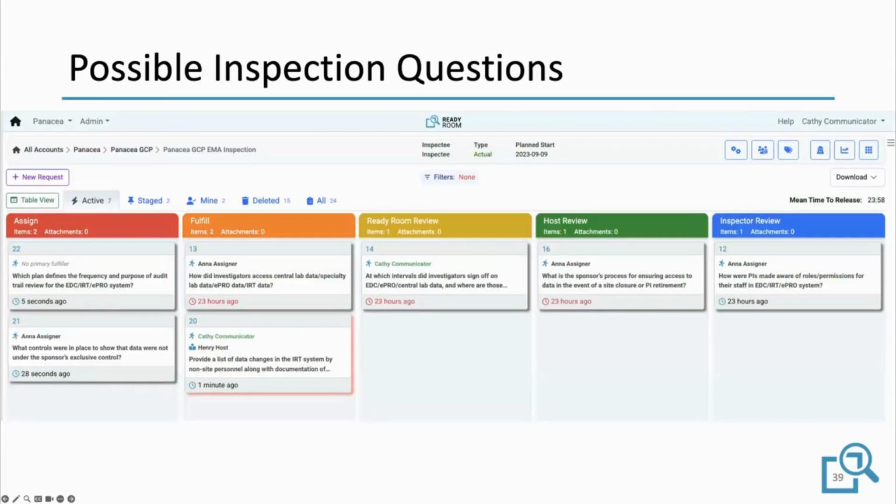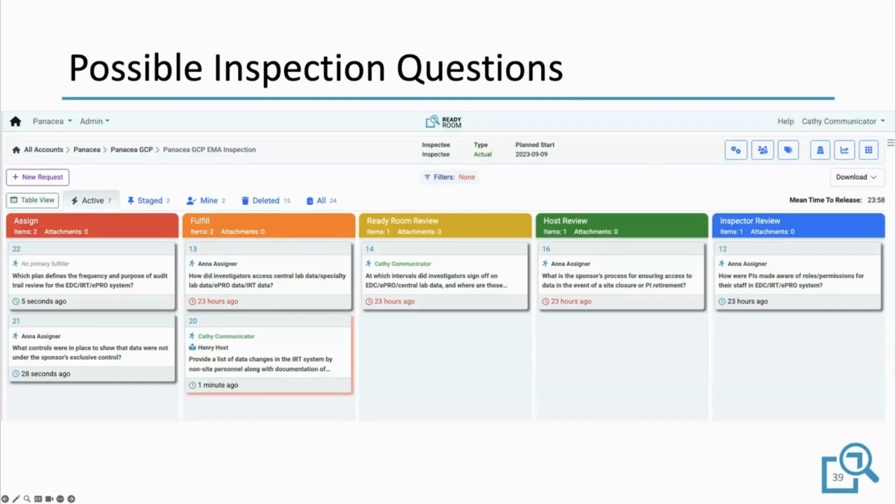So some possible inspection questions here. Yes, indeed, Denise. I won't go through all of these, but people can guess, right, the questions that are going to come up. It's going to be around permissions, access. What is the sponsor's process for ensuring access to data in the event of site closure? What controls were in place to show that data were not under the sponsor's exclusive control, right? So this is going to be around those areas.